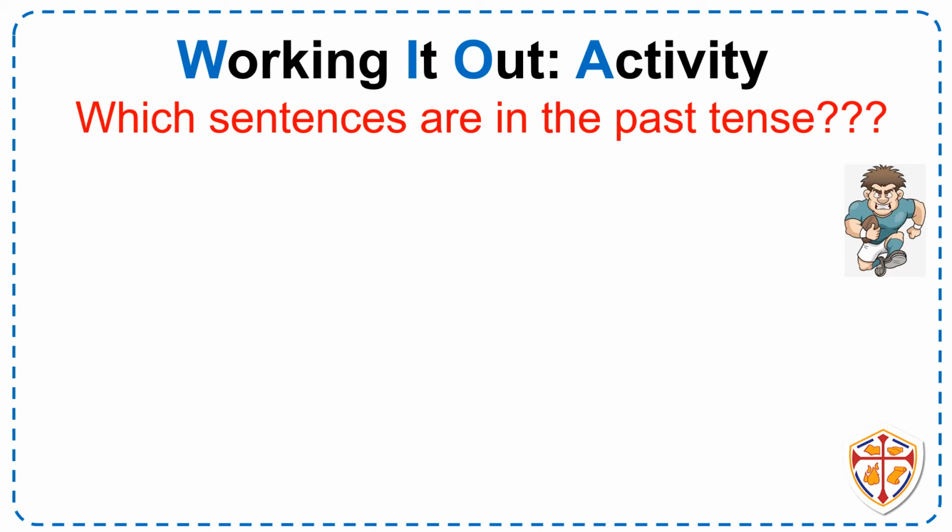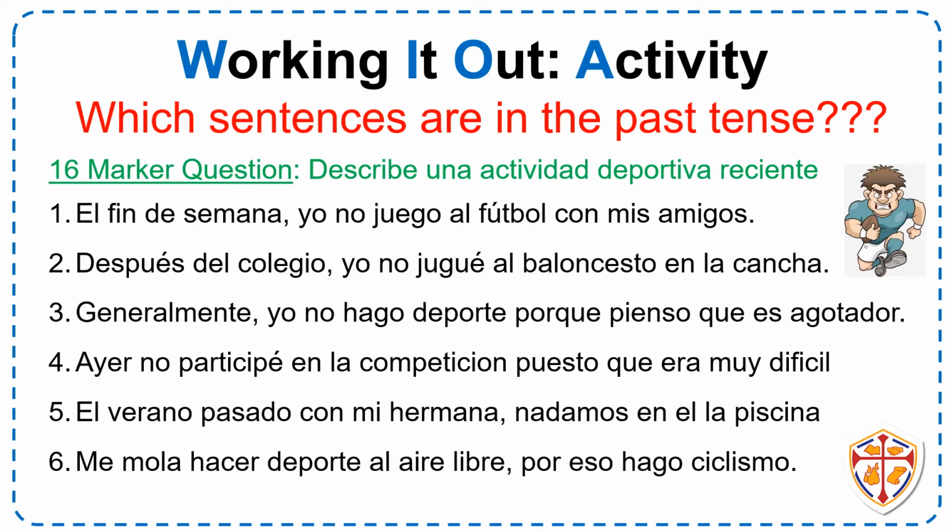Okay, now you are going to start working it out, first of all, by completing this activity. As you can see, you've got 6 sentences. These sentences refer to one particular bullet point in a 16 marker that you have in green. Describe una actividad deportiva reciente, which is a real bullet point in a 16 marker. And what I want you to do is identify the sentences that are written in past tense. Which sentences are in past tense?